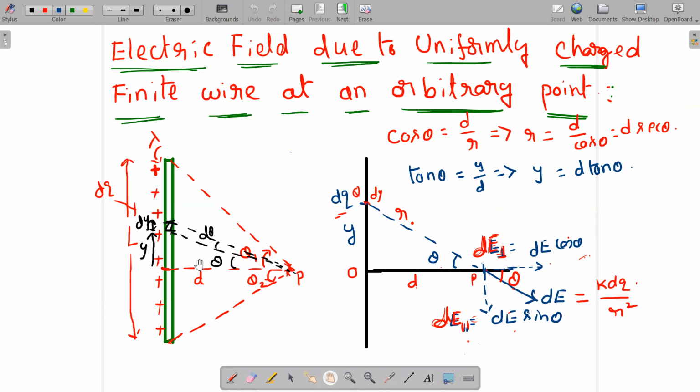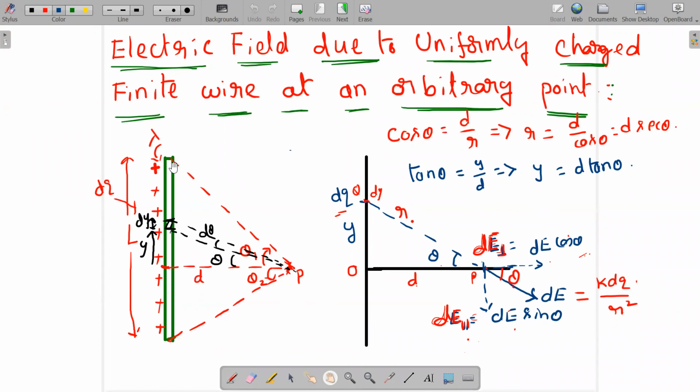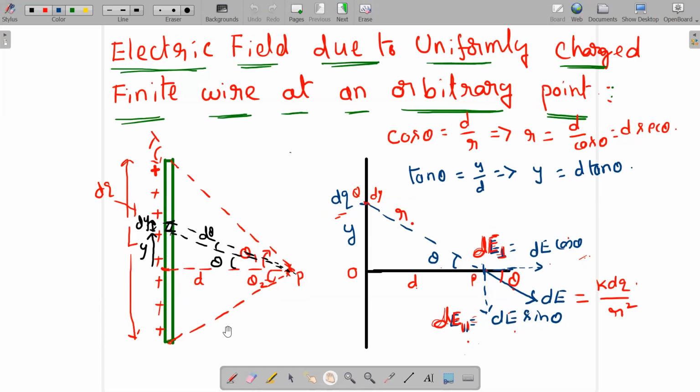For that purpose, let us consider a point P here and draw a perpendicular line onto the conductor from the point, and let us say the distance of that perpendicular line is D. Now, let us draw a line from the top end of the conductor to the point, and from the bottom end of the conductor to the point, and let us mark the angles made by those lines with respect to this perpendicular line as theta 1 and theta 2 respectively.